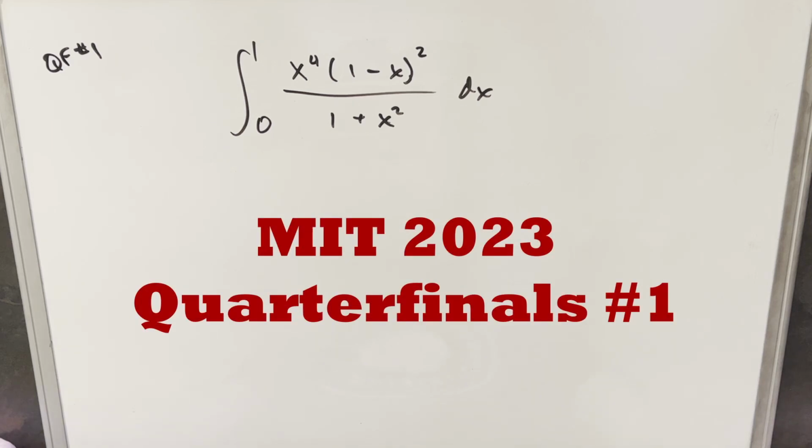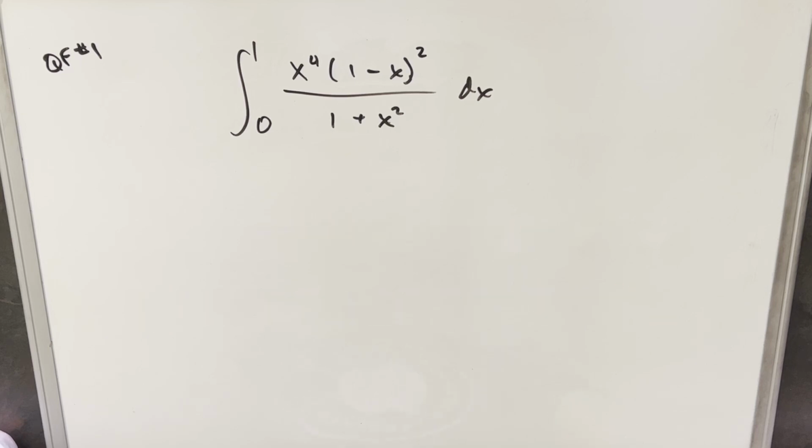Hey, we have here today another integral from the MIT Integration Bee 2023. This is from the quarterfinals, problem number 1. We have the integral from 0 to 1, x to the 4th times (1 minus x) all squared over 1 plus x squared dx. Okay, I didn't quite know what to do with this.